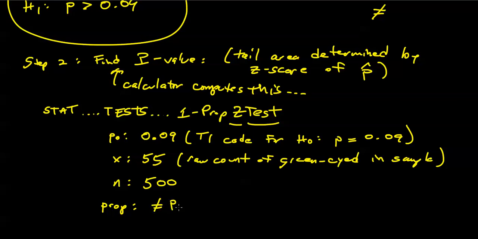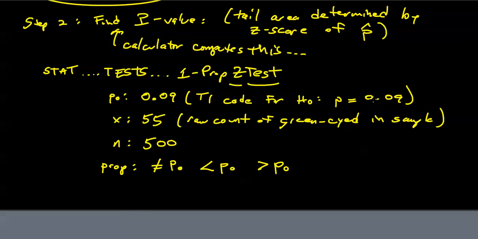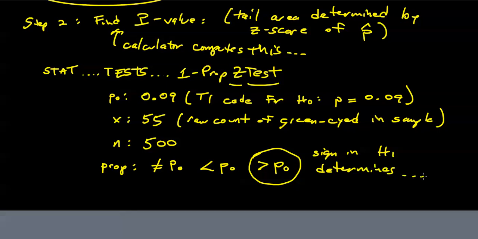And something new here, they prompt us for what they call prop. And they give us really 3 choices. This is where we enter what type of hypothesis test we're working on: either a left-tailed, right-tailed, or a two-tailed test. Of course, as we said before, the sign in H sub 1, the alternative hypothesis, determines the type of test. So the algebraic sign in H sub 1 determines the type of test you're talking about: two-tailed, left-tailed, or right-tailed.